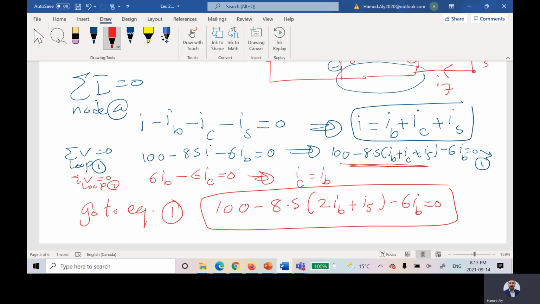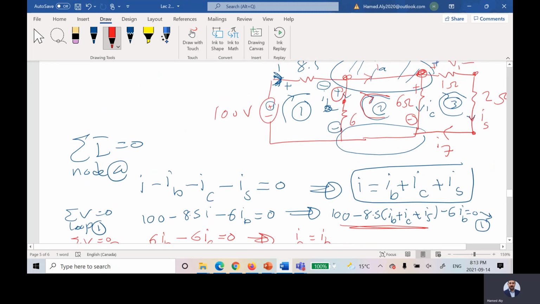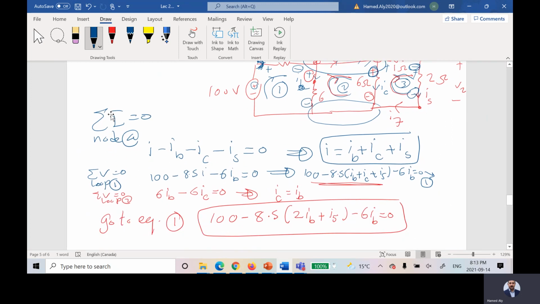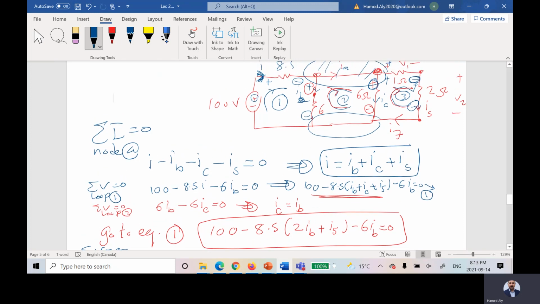I need one more equation. Summation of the voltage for this loop is equal to 0. If you said summation of the voltage for this loop is equal to 0, you will go in that direction and you will keep the second sign. The second sign is positive, the second sign is negative, the second sign is negative. So if you try to write the equation for that, I will say summation V is equal to 0 for loop number 3. I will have positive, negative, negative.